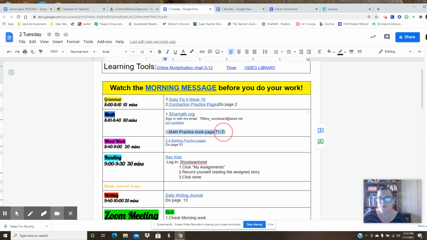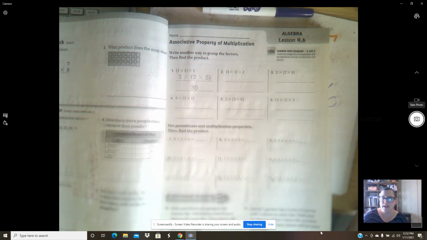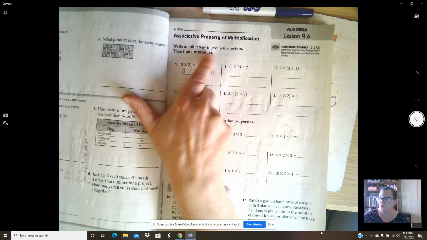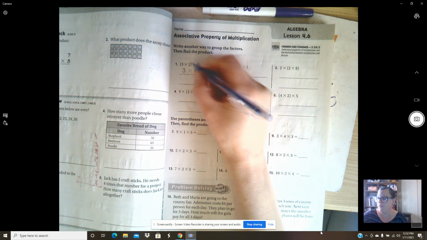After you're done with page 2, then you have extra math, which you know how to do, and math practice book page 71 to 72. All right, let me show you. This is the page that you are doing. Page 71, and then on the back you finish page 72. It says write another way to group the factors, then find the product. I don't need you to write a different way to regroup them. I just want you to solve the problem.